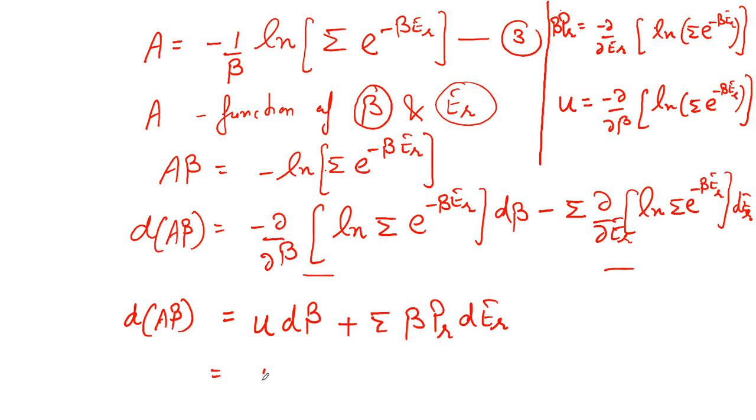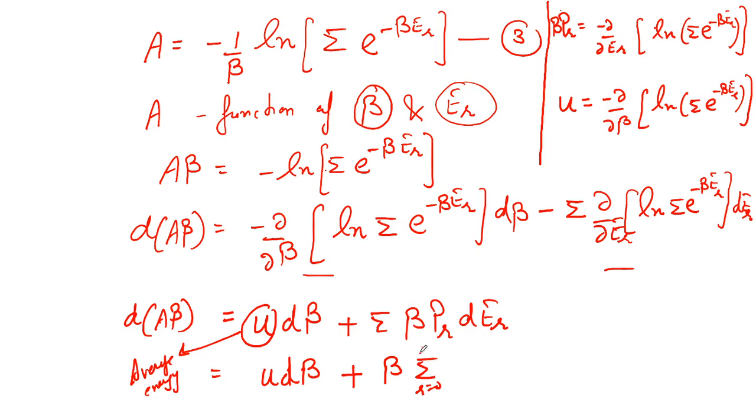We can rewrite this equation as U d beta. Don't get confused with the internal energy; this is the average energy. So this becomes beta times the summation over r from 0 to infinity of this probability, whose value is the energy eigenvalue with n_r over capital N, or small n, you can write it like this.